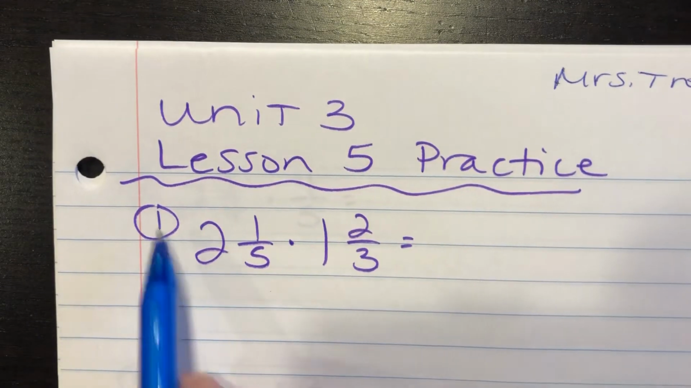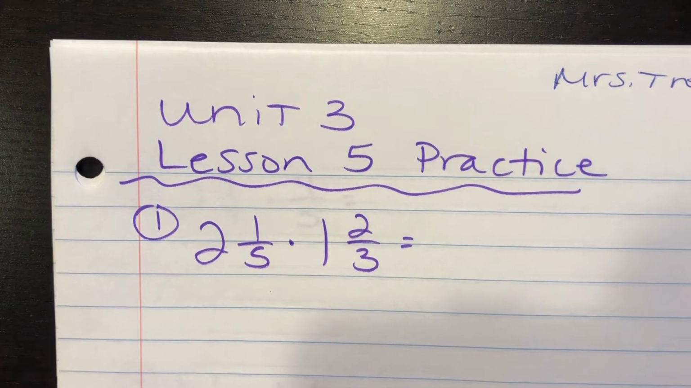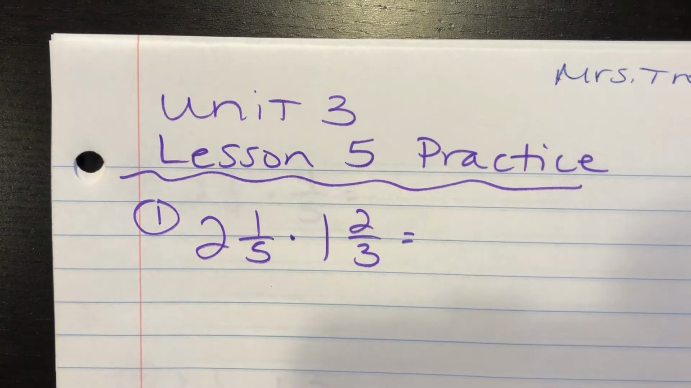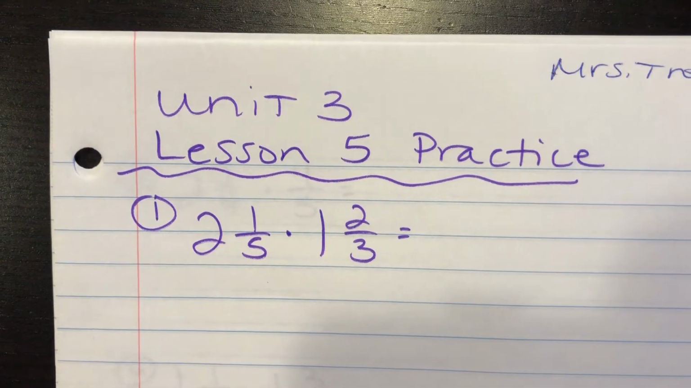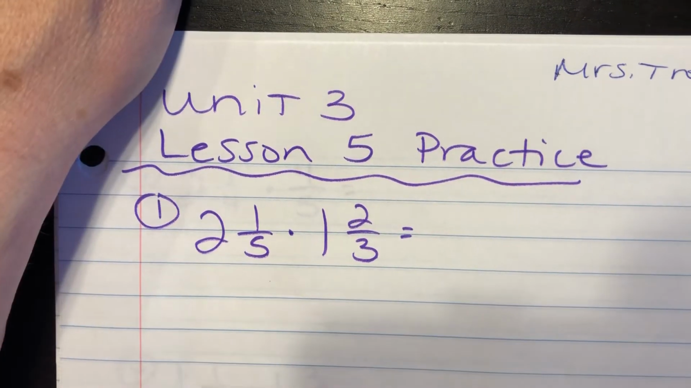So go ahead and write a number 1. You should number these, so it's easy for me to check it in to make sure you have everything all set. So number 1, I want you to do 2 1/5 times 1 2/3. And hopefully you've already done your bell work today and checked that, because that was a nice review of how to multiply these things. So press pause and then press play when you're ready.